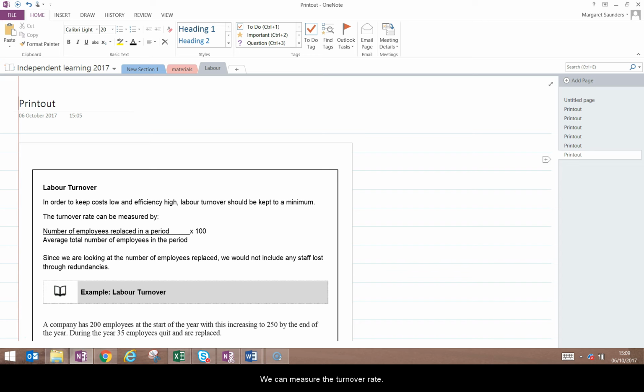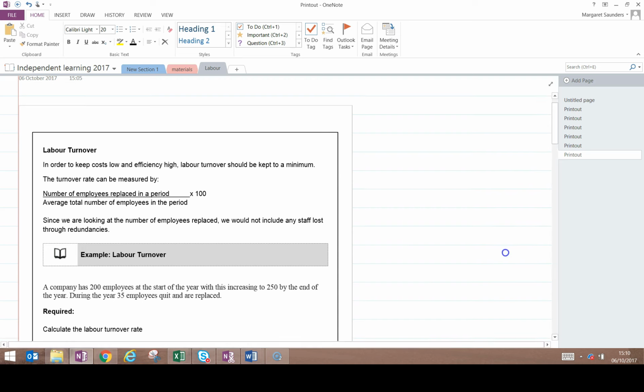We can measure the turnover rate by the number of employees replaced in a period divided by the average total number of employees in the period. We can then multiply that by 100 to express the labour turnover as a percentage. As we are only considering the number of employees replaced in a period, we would not include any staff that were lost through redundancies. So now we will look at an example.